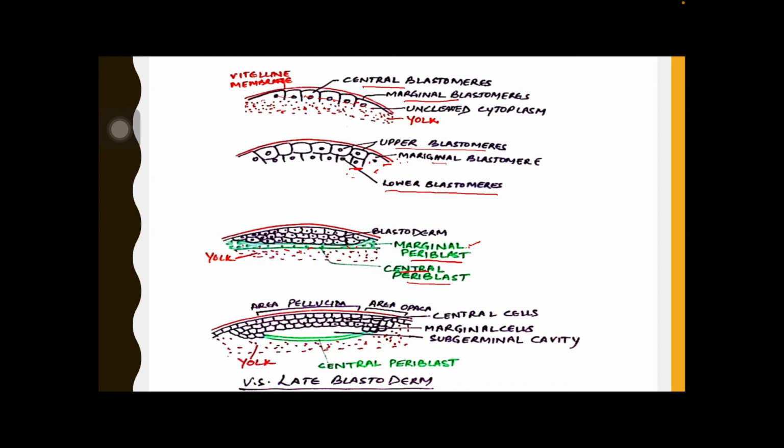So what is the marginal periblast? It surrounds the blastoderm on the margin, on the sides of the blastoderm. Just as the marginal cells were here, similarly the marginal periblast is formed. And then we have the central periblast. What is the central periblast? It lies immediately under the blastoderm, or we can say that the periblast formed from the blastomeres below the central blastomeres is called the central periblast, right? So this periblast does not take part in the formation of the embryo, right?